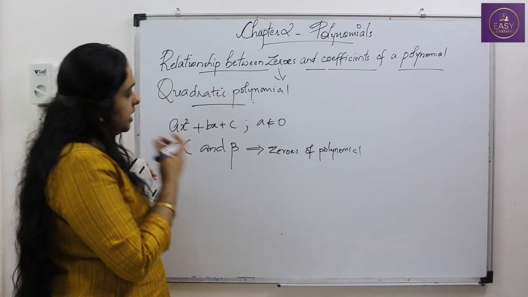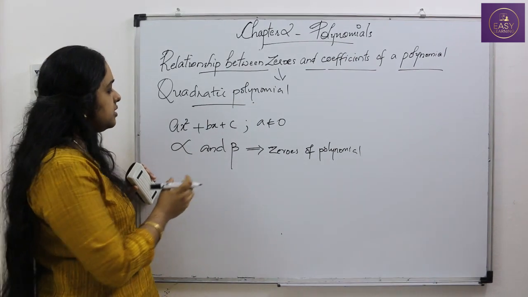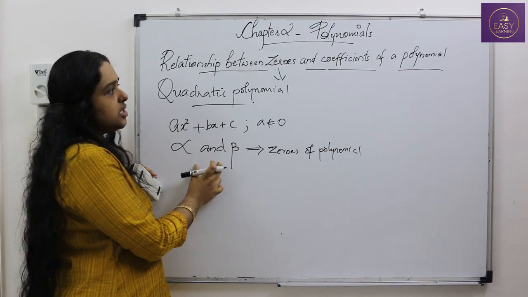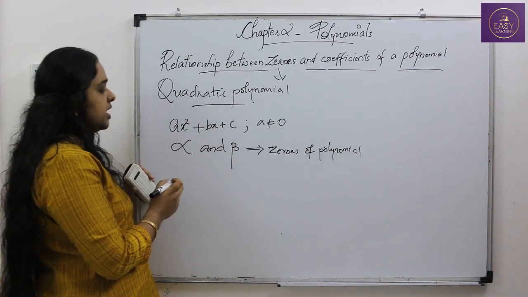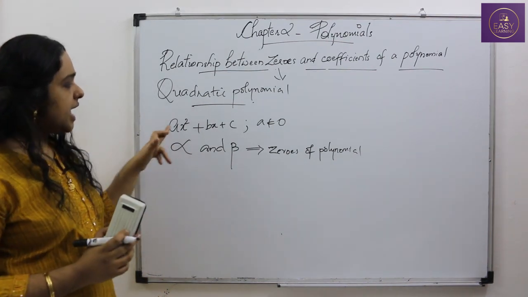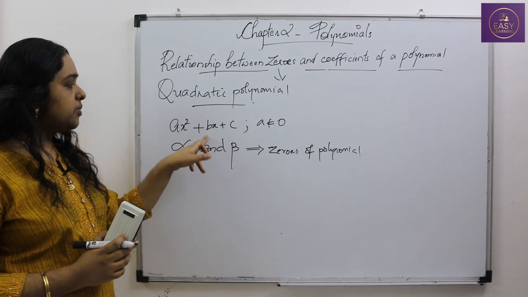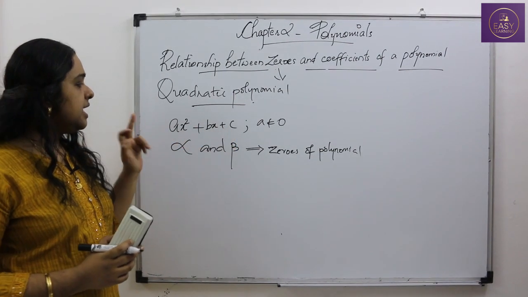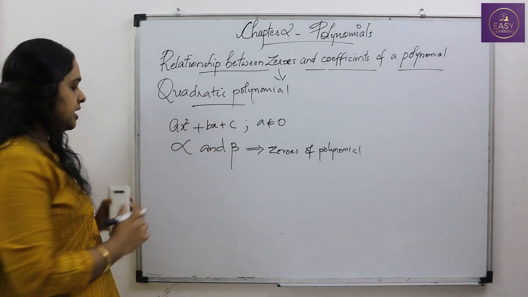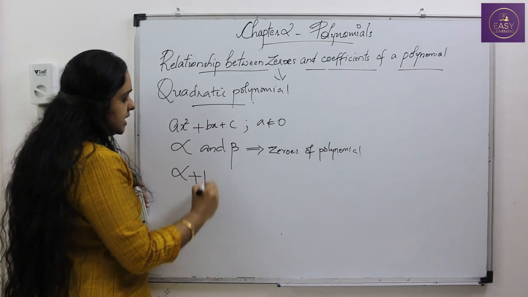Here we have some equations connecting the zeros of the polynomial and the coefficients of the polynomial. Here the coefficients are a, b and c of this polynomial ax square plus bx plus c. So alpha plus beta.